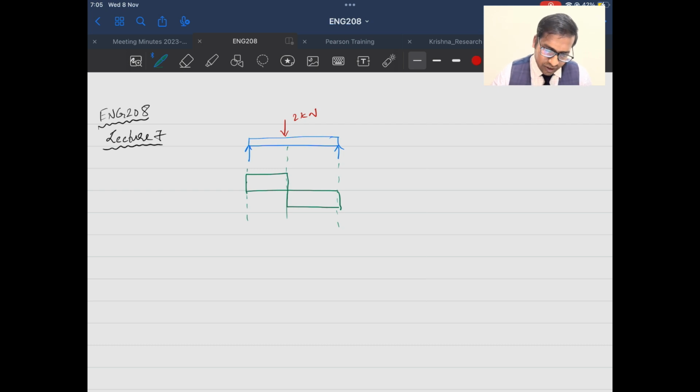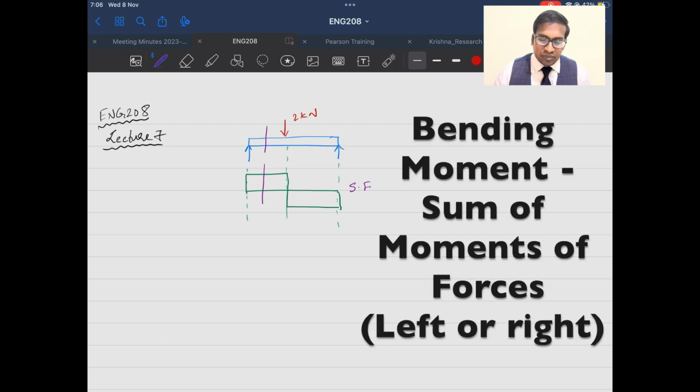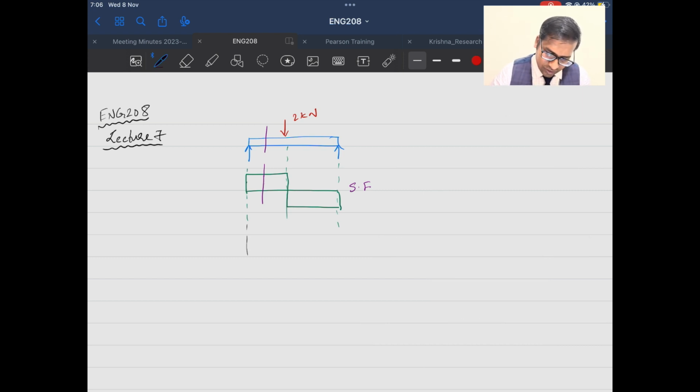So if I take any position, for example, if I take this position, then this refers to unbalanced vertical forces on the left or right side. So this is what is called the shear force diagram. And the bending moment diagram refers to the summation of moments, either on the left side or on the right side of the beam. So my bending moment diagram will look like this.